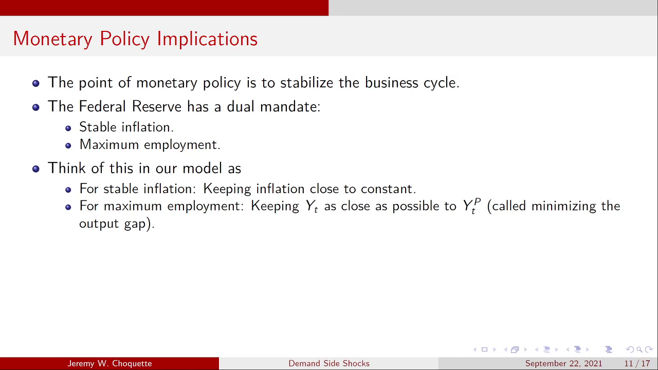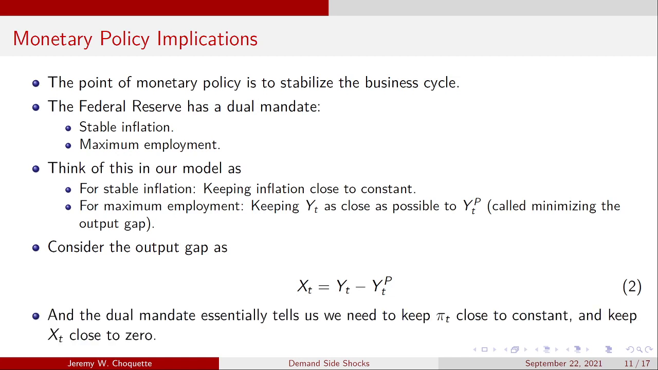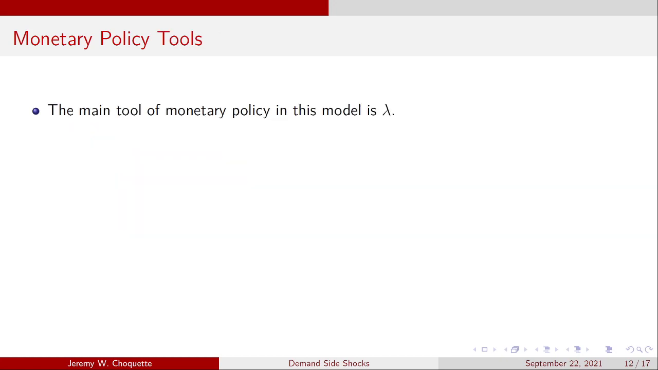So if we're going to keep actual output as close as possible to potential output, we are minimizing what's known as the output gap. Think of the output gap as the difference between actual output and the flexible price long run potential output. So YT minus YTP, and we're going to set that equal to XT. The idea is to minimize XT. So the dual mandate basically tells us we need to keep inflation close to a constant and to keep the output gap as close as possible to zero.